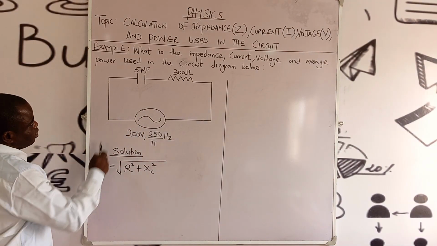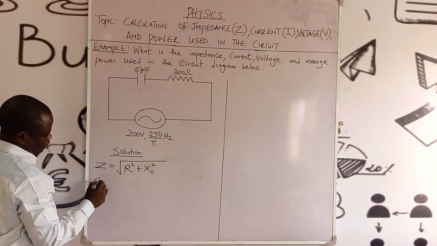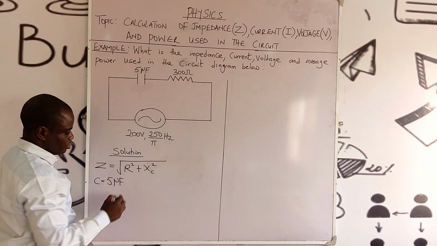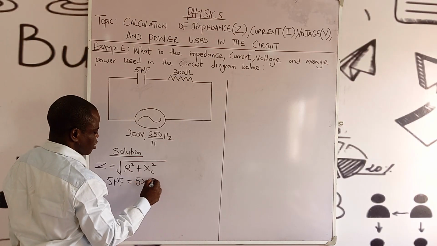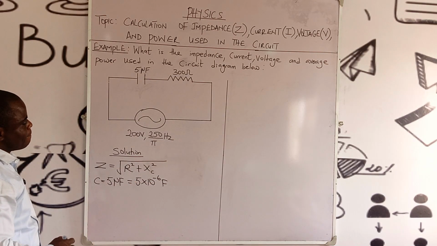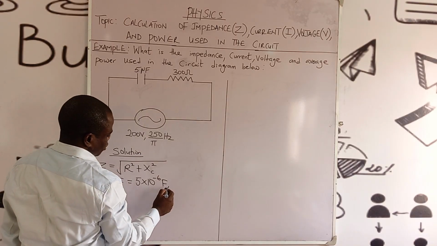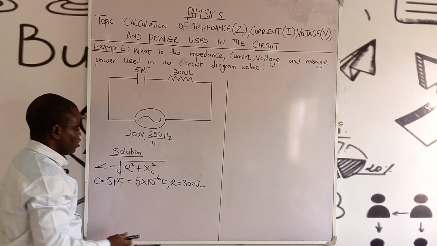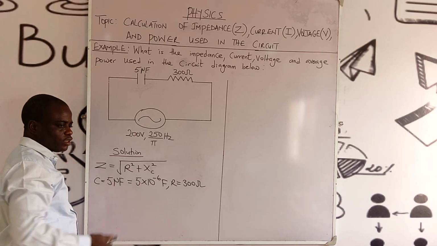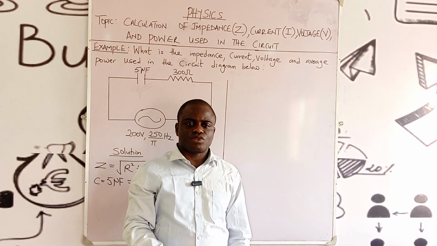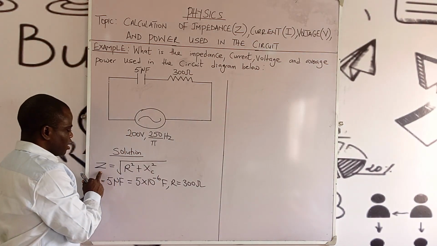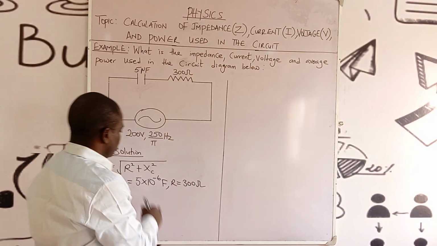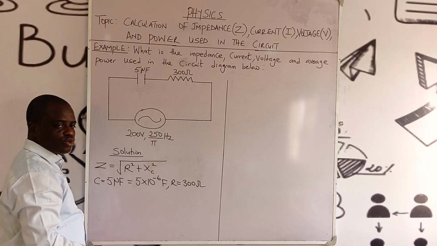Now we are given the value for the capacitor. That's 5 microfarad. Convert it to farad by saying 5 times 10 raised to power minus 6 farad. The resistor value R equals 300 ohms. Always take note that the unit of the impedance is also ohms. Okay? The unit of impedance is ohms. The unit of resistor is also ohms. The unit of capacitive reactance is also ohms.